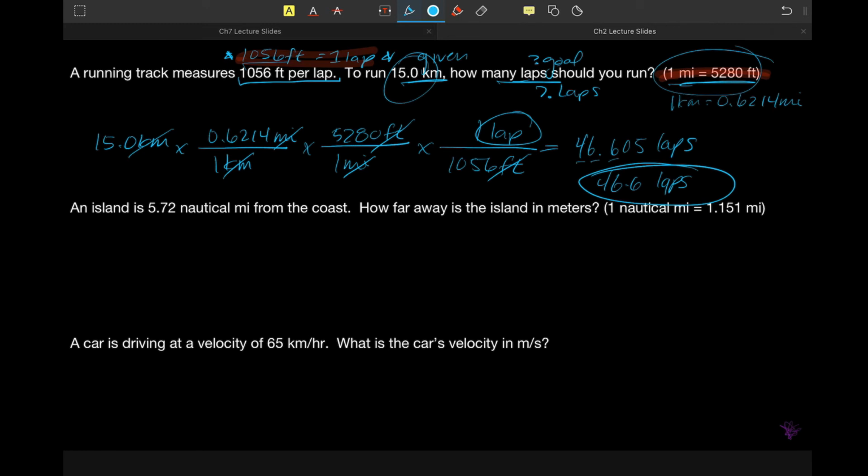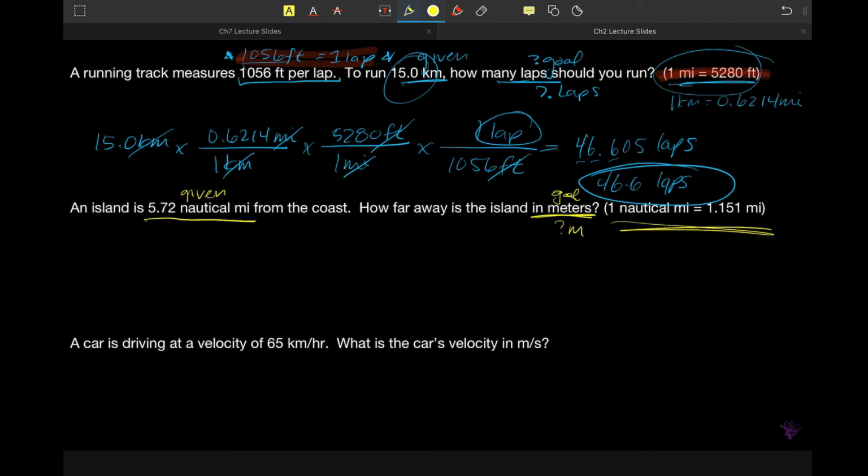Good? All right. So an island is this many nautical miles from the coast. How far away is the island in meters? So here is our goal. We would like to know how many meters from this many nautical miles. And it turns out, I know the relationship between nautical miles and normal miles. And do I know the relationship between miles and meters? Basically, I do. We'll get there in a second.